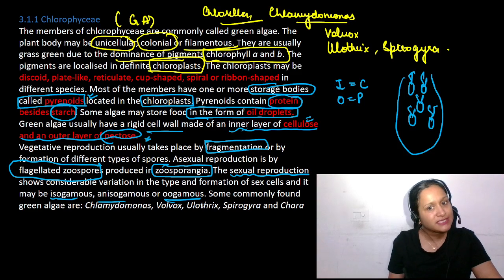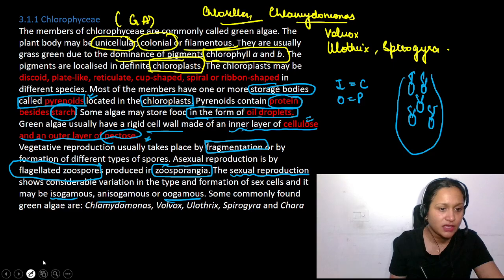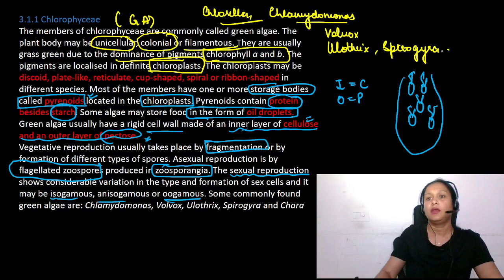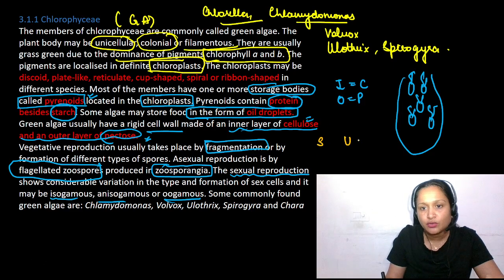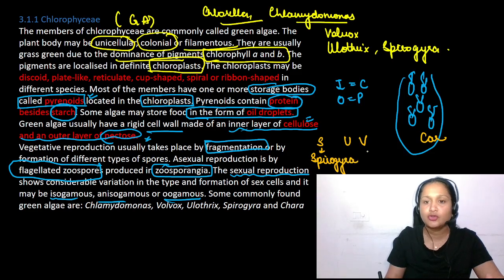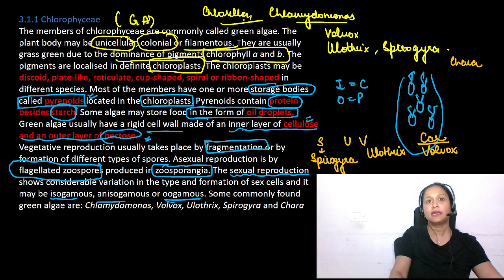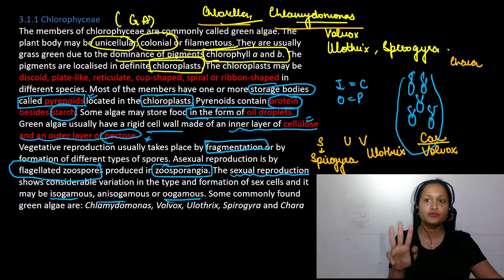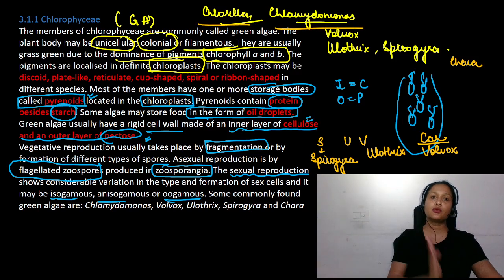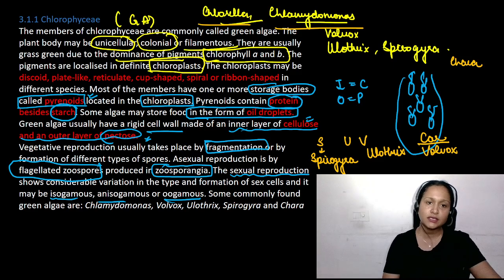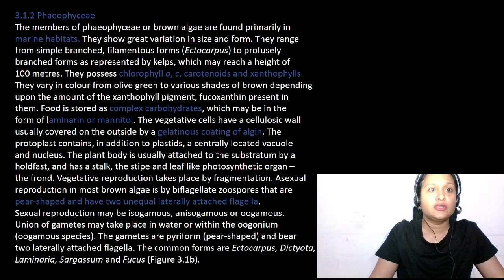Now let's learn about the examples. Very important to learn the examples here. The examples are, remember SUV car. S for spirogyra, ulothrix, volvox, car. So from C, remember cara, chlamydomonas and chlorella. So from C, remember three algae: cara, chlorella and chlamydomonas. Alright. So this is about your green algae.